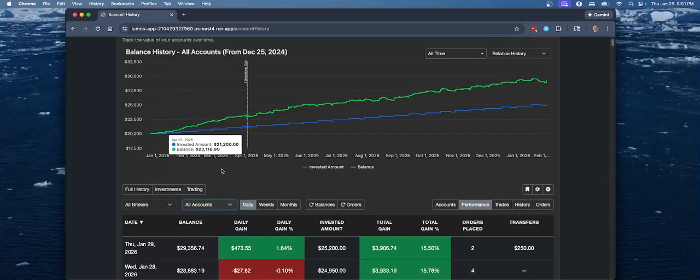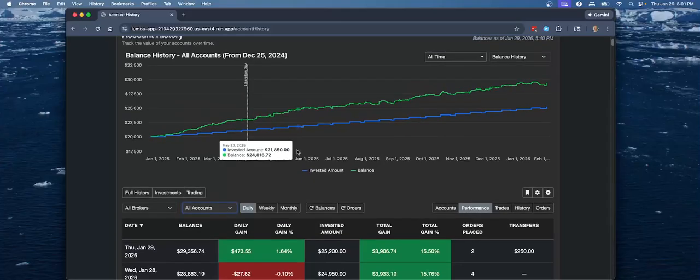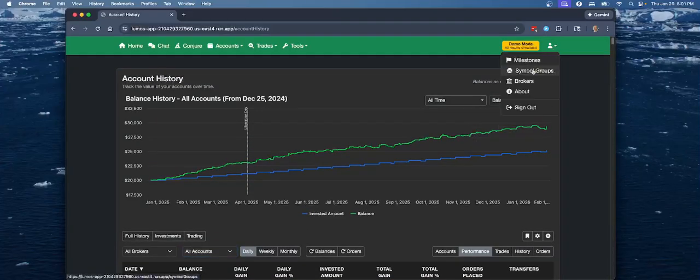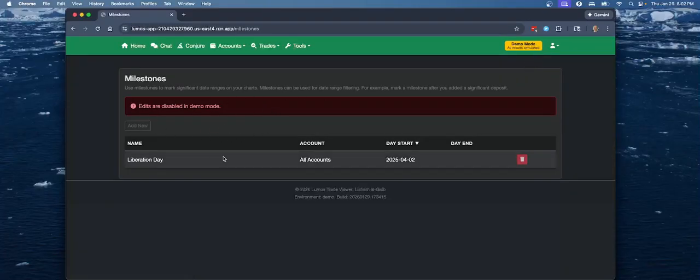You see this mark here, you can annotate significant events on the chart. For example, I put Liberation Day when the stock market crashed quite a bit. You don't see that in the simulator, but obviously in your own trades, you could see quite a bit of turmoil at certain market points, and you can configure those at any time by going into this milestones UI here. We're in demo mode, so I can't add it, but you can see I added that there, for example.